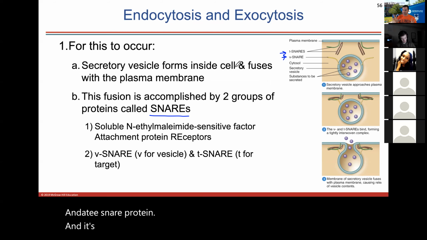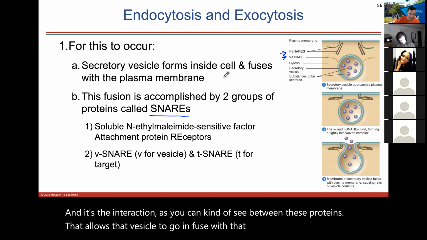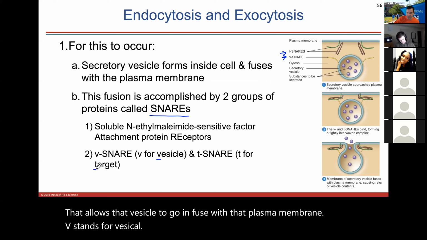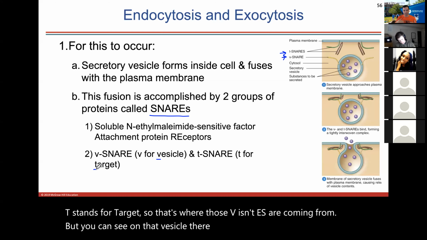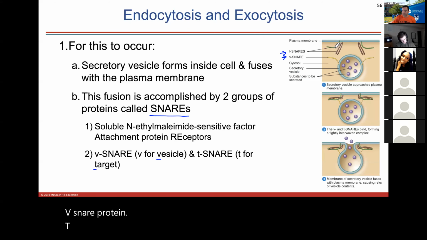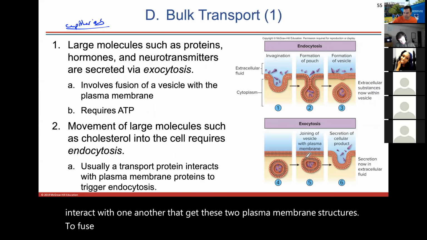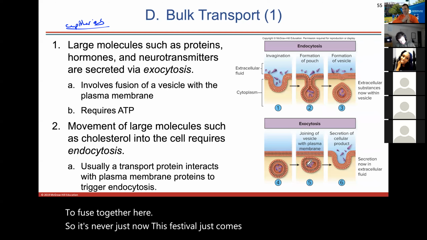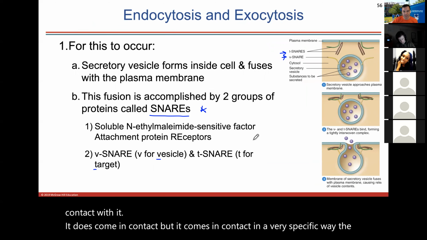And it's the interaction, as you can kind of see, between these proteins that allows that vesicle to fuse with that plasma membrane. V stands for vesicle. T stands for target. So that's where those V's and T's are coming from. But you can see on that vesicle there, it has a specific type of V-SNARE protein. The T-SNARE protein has a specific setup on its surface. It's the intertwining of these vesicle SNAREs and target SNAREs that get these two plasma membrane structures to fuse together. So it's never just that this vesicle comes up and makes contact. It does come in contact, but in a very specific way, through the use of these SNARE proteins.